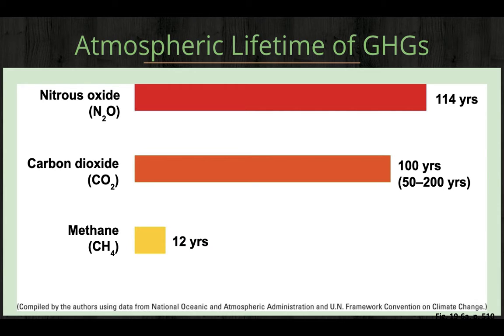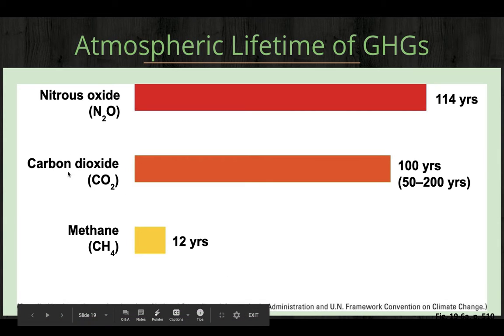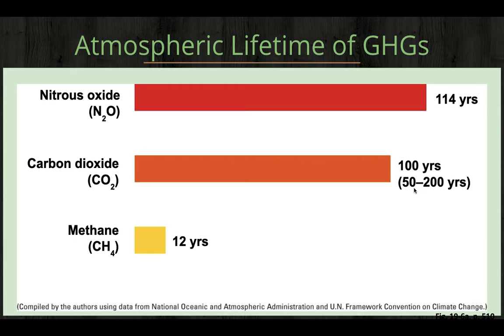So each kind of greenhouse gas, that's what the GHG stands for, I'll be using it a lot, each type has a different atmospheric lifetime. So you can see that methane will stay in the atmosphere for around 12 years. Carbon dioxide will stay in the atmosphere for 100 years, anywhere from 50 to 200, depending on the study, and nitrous oxide stays for around 114.